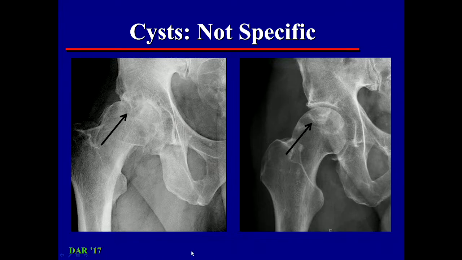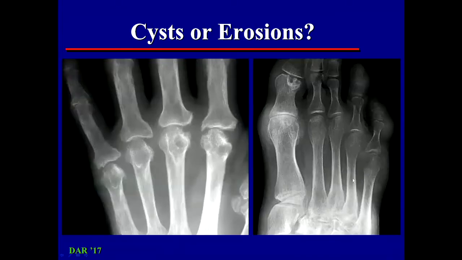In this patient here, what is this disease? Osteoarthritis. Why? Not because there's a cyst, but because there's non-uniform joint space narrowing. This patient does not have osteoarthritis. Why? Because the joint space is perfectly normal. There's no osteophytes here at all. This is a patient with osteonecrosis.